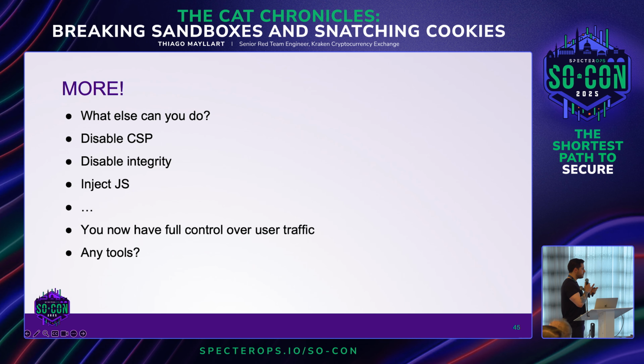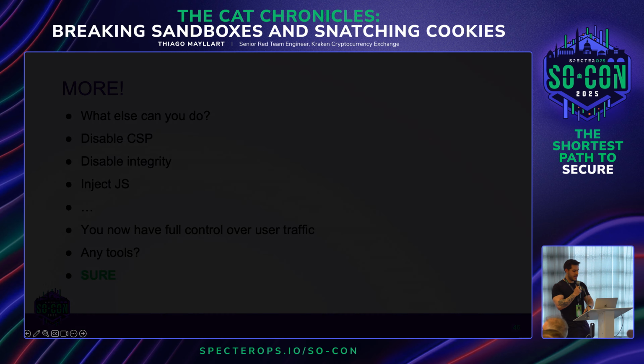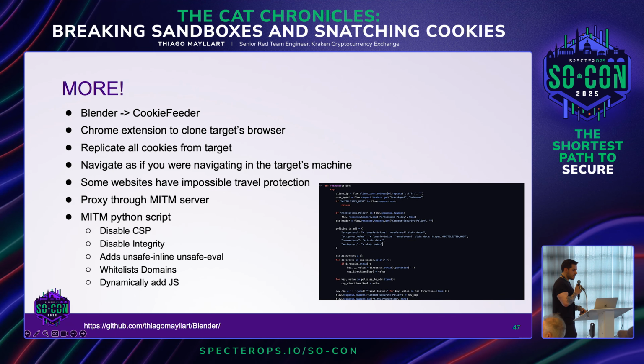So yeah, what else can we do by proxying all machine traffic? So now we have all the machine traffic. We can disable CSP. We can disable integrity. We can inject JavaScript into the browser of someone, right? So now you just control the whole machine traffic. Is there any tools that you can actually build for this? And yes, there is. So I just created this interesting tool here called Blender.